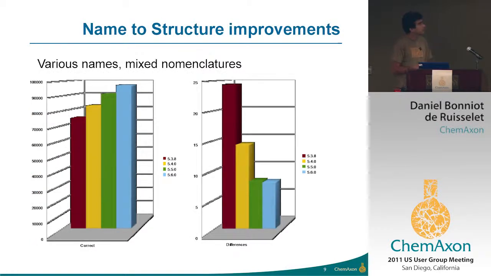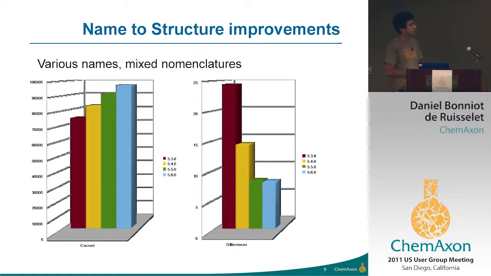This is a typical database, actually from NCI, and you have a mix of systematic names and traditional names. Starting from one year ago, this is 5.3.8, and we could convert a bit more than 70,000. Then with every major release, 5.4, 5.5, 5.6, we added more or less linearly more things that you can convert. These are all correct conversions. The structure we generate is identical, up to tautomerism or things that are aromatic or not, to what's in the database.